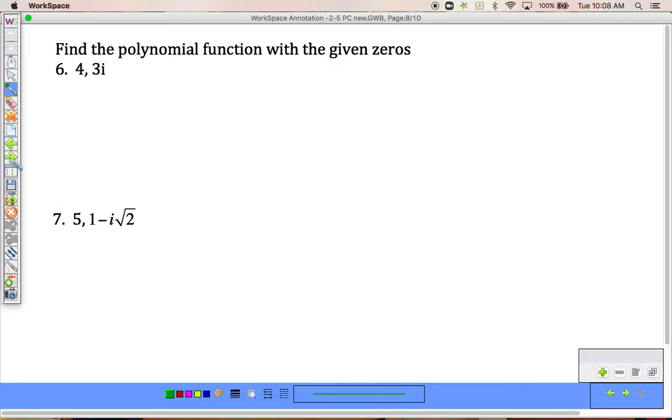All right, now we're going to find the polynomial with the given zeros. I'm going to tell you there's a function that has zeros at 4 and 3i. What we're going to do is we're going to find the function. All right, because my complex numbers come in conjugate pairs, I'm going to get -3i also. My i's always come in pairs. So I'm going to write my factors.